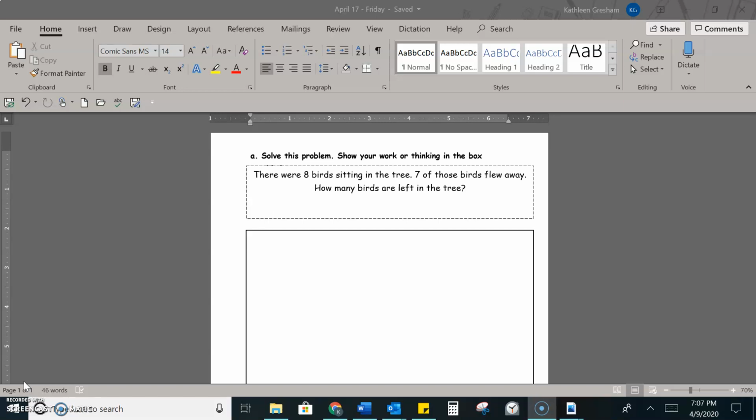There were 8 birds sitting in the tree. 7 of those birds flew away. How many birds are left in the tree? Okay, let's think about what this math problem is asking us to figure out. Okay?